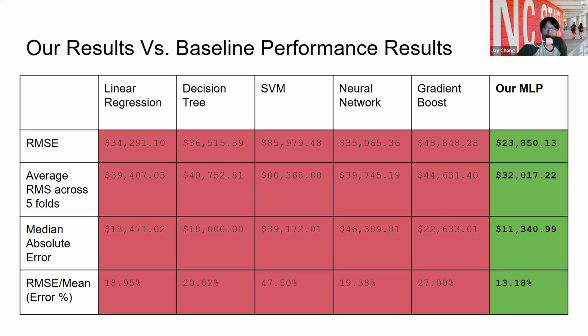Finally, our model also had the lowest relative error at only 13.18%, outperforming all baselines, which range from around 18 to 47%. These results show that our tuned MLP is not only accurate, but also generalizes and handles edge cases better than any of the traditional models that we tested.